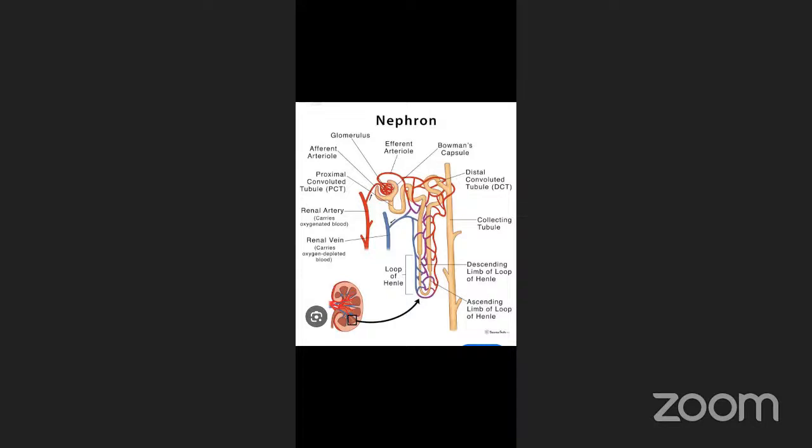So we've said all glucose, all amino acids are reabsorbed at the proximal convoluted tubule. We also have water and the mineral salts at the PCT. So know what's reabsorbed, because each and every part of the nephron has its specific function. Please know that.